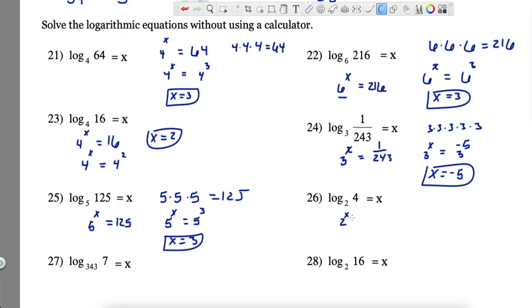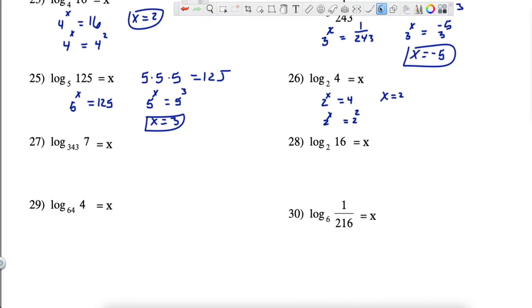2 to the x is 4. Oh, the easiest one yet. A lot of 2s and a lot of 3s.